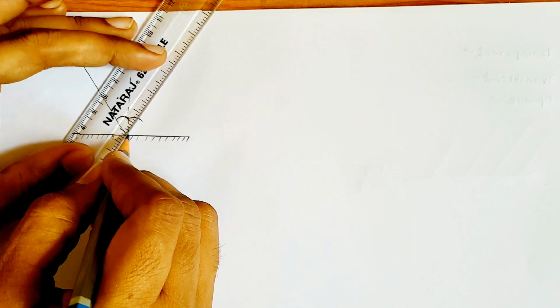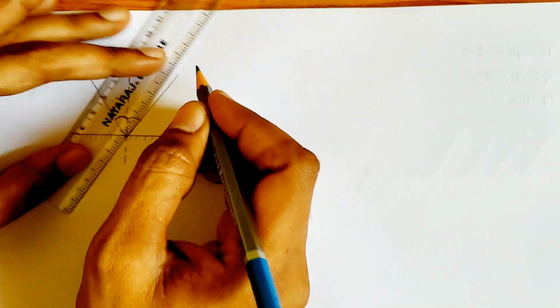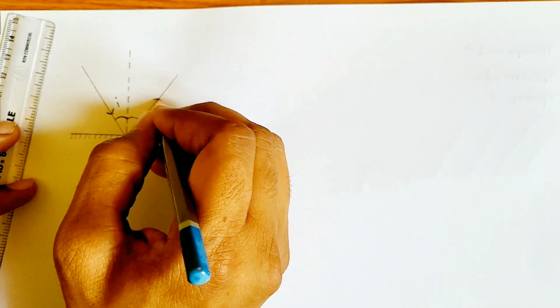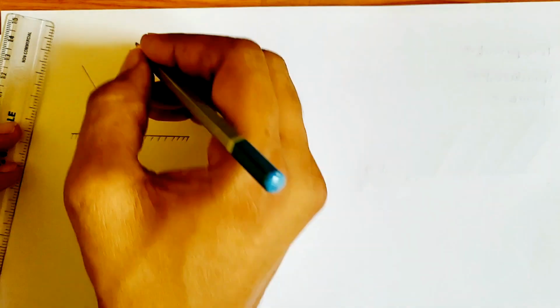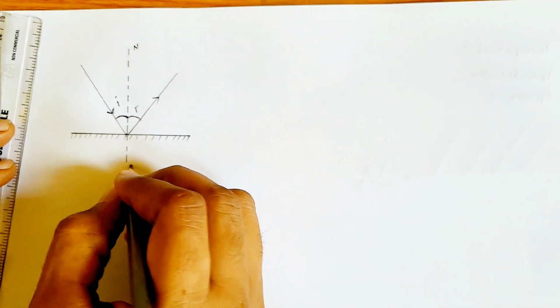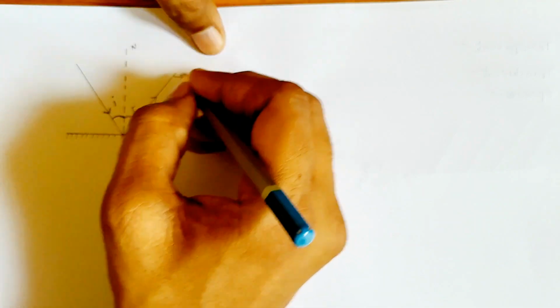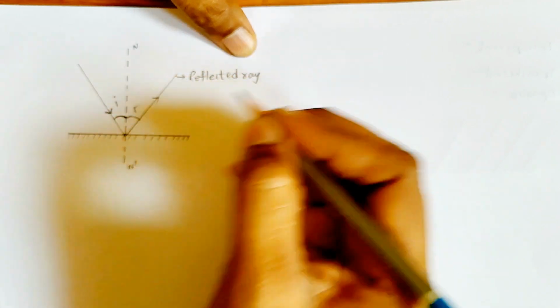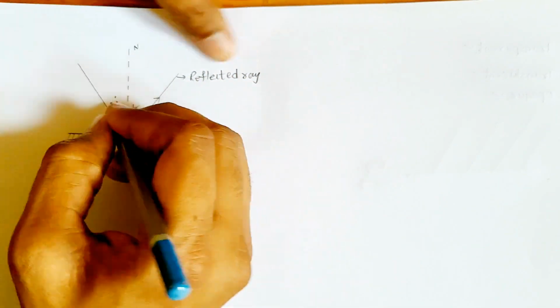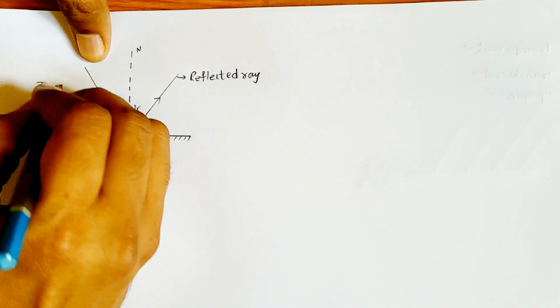How to draw this diagram perfectly? I'll definitely explain to you how to draw the image formation diagram. This one will be angle of reflection. So this one will be normal N dash, and this one will be reflected light ray, and this one will be angle of reflection, this one will be angle of incidence, and this one will be incident light ray.